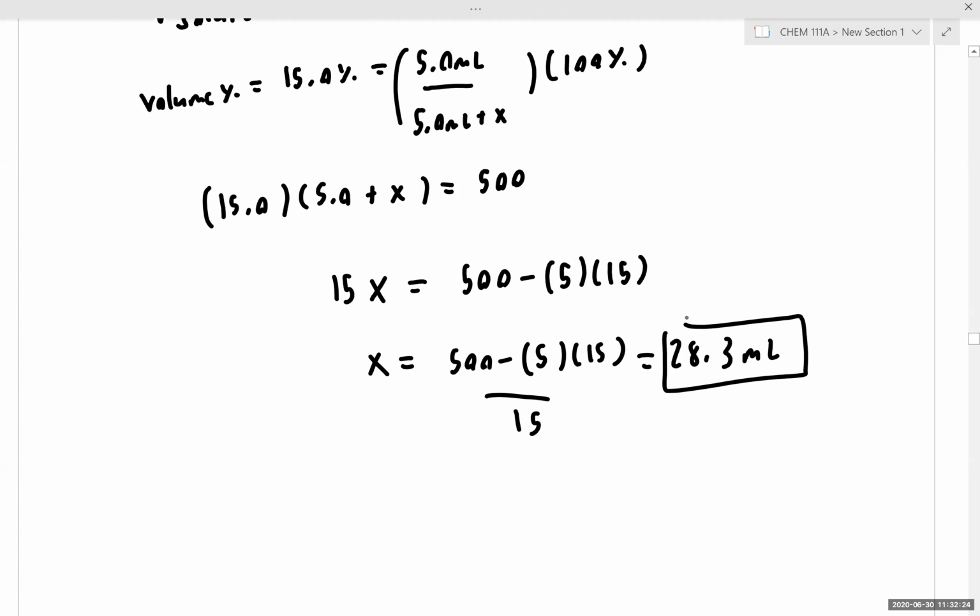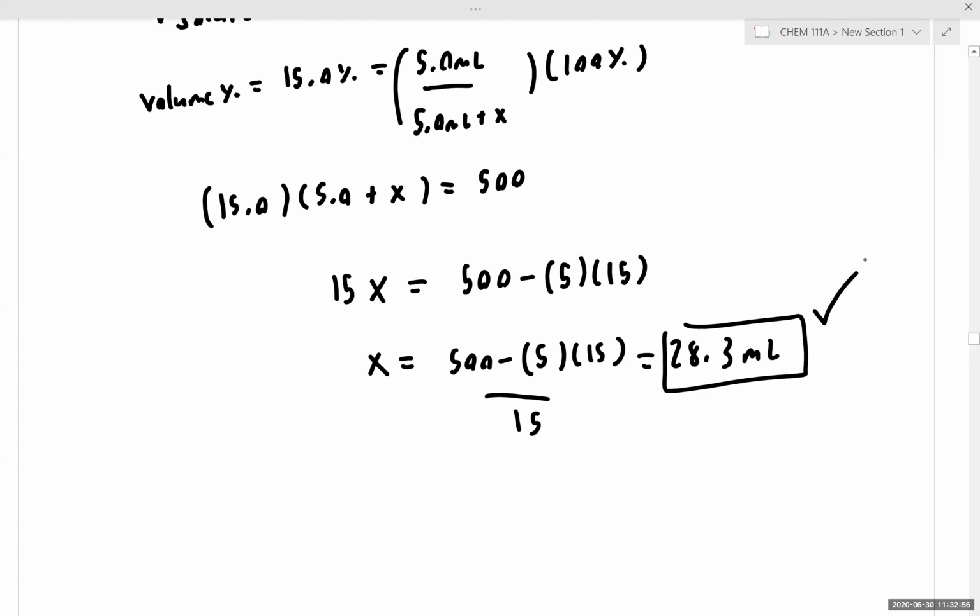Whoops, let me just double check that really quickly. 5 times 100, minus 5 times 15. Okay. Yep, and that gives us 28.3 milliliters of water.